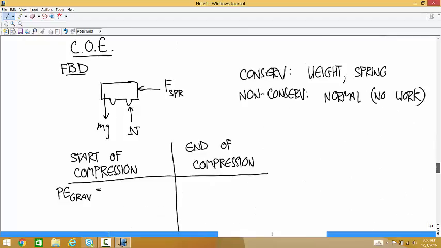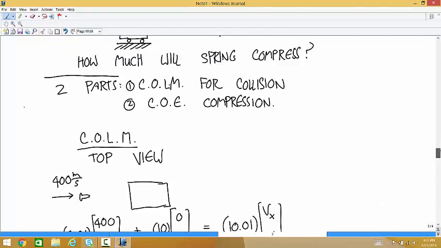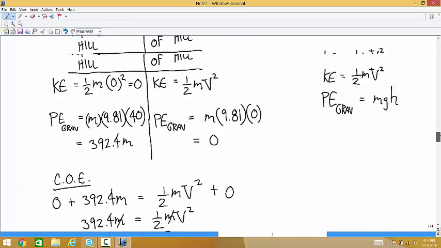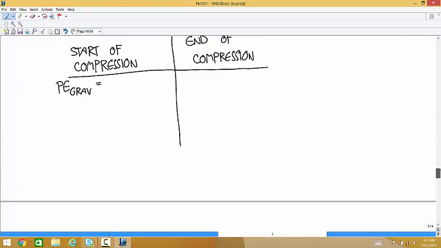So you're saying it's going to be the height of the bullet? The height of the whole system. Once the bullet lodges in here, the system stays at the same height the whole time it rolls. Okay. So we're just going to say that it's at zero height. So this is equal to 10.01 times 9.81 times 0, so 0 gravitational potential energy.